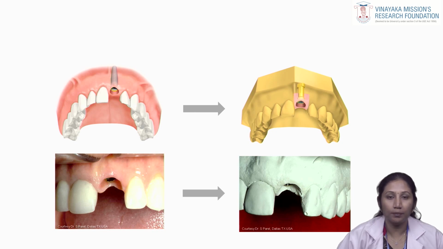Now the exact implant position and the orientation of the implant from the mouth have to be transferred to the working cast. This is possible with a special type of impression technique.